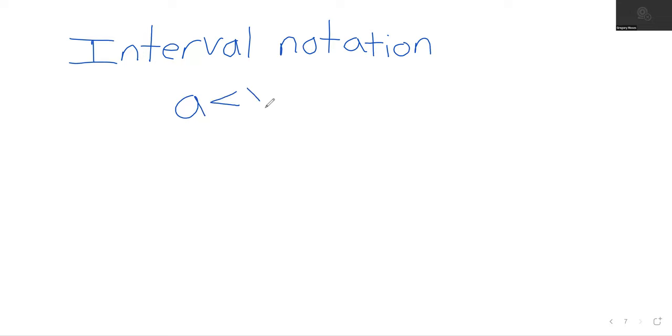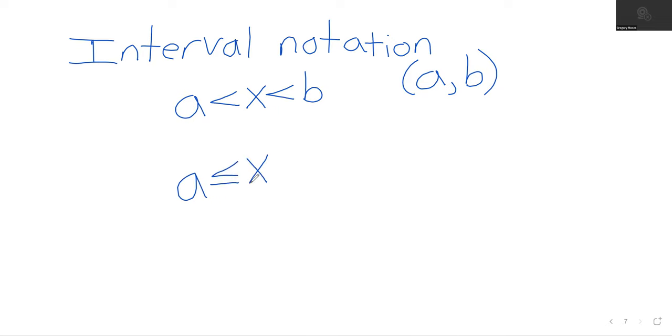Saying that a is less than x is less than b in interval notation is a comma b, with open parentheses next to the a and next to the b. And saying that a is less than or equal to x is less than or equal to b is similar, but instead of open parentheses, we have these closed brackets.